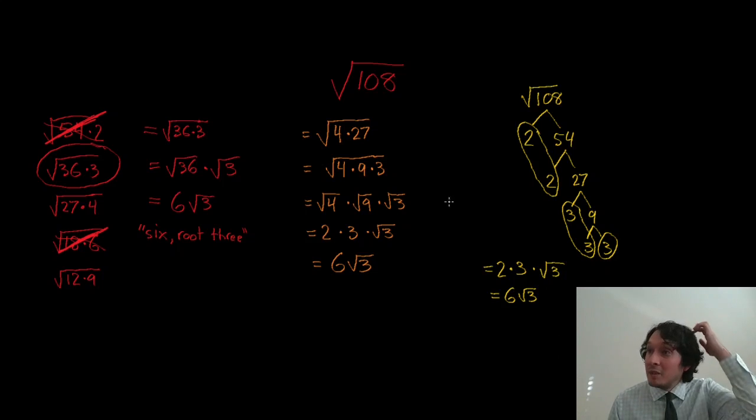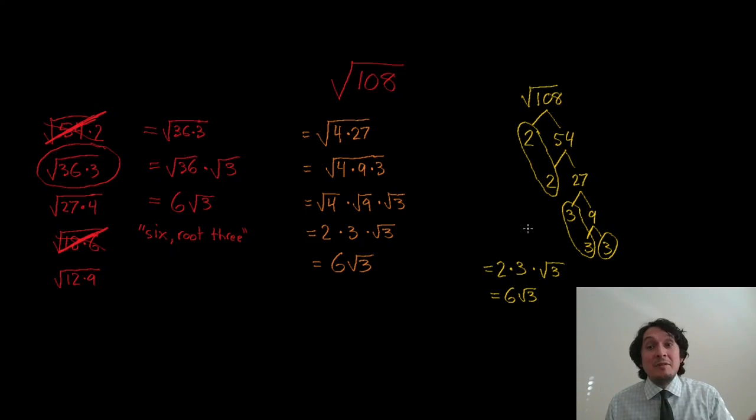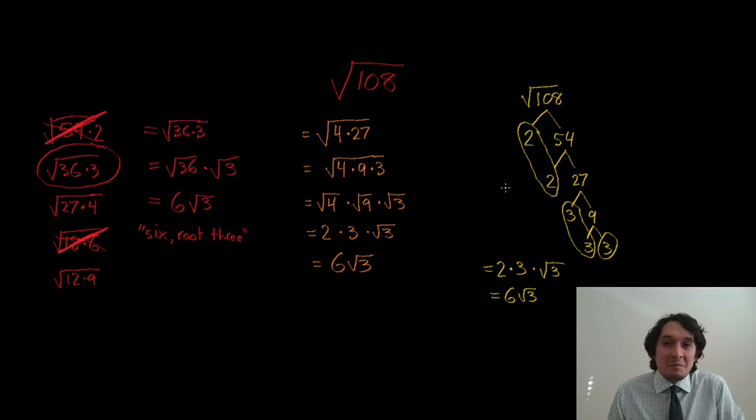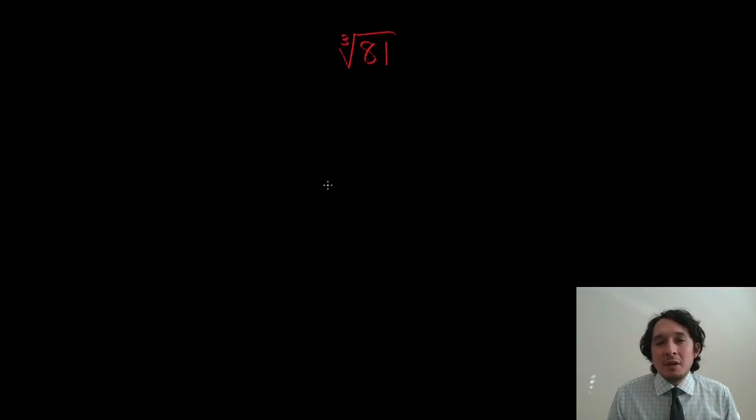So we have 3 different methods, one of which is very, very different from the other 2, which maybe you'll like. And they all get us the same answer, 6 root 3. Let's try one more with a cube root. Here we are with our last example. It's the cube root of 81, and I think we can simplify this as well, even though 81 is not on our list of perfect cubes.